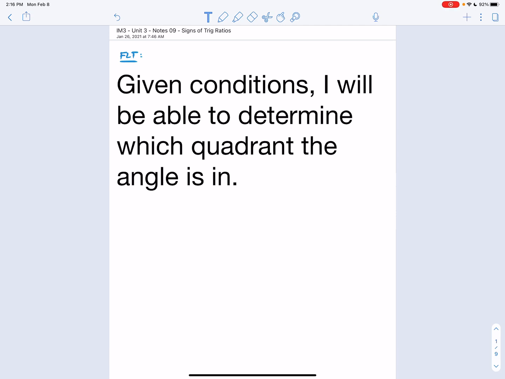Hey guys, this is IM3 Unit 3 Notes number 9, Signs of Trig Ratios. Go ahead and write down this FLT here, and then we'll go ahead and get started.